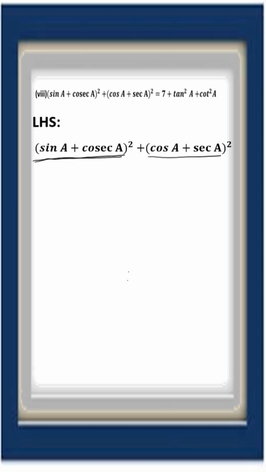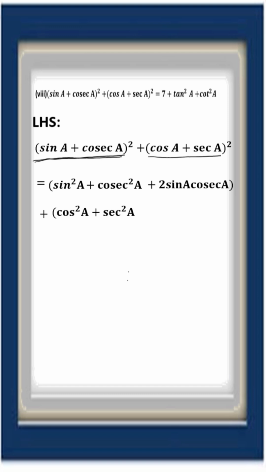Now let us expand this one, (sin A + cosecant A) the whole square. Sin A the whole square is sin square A. Cosecant A the whole square is cosecant square A. Plus 2 into sin A into cosecant A. Plus cos A the whole square is cos square A. Secant A the whole square is secant square A. Plus 2 into cos A into secant A. Now let us remove the brackets.